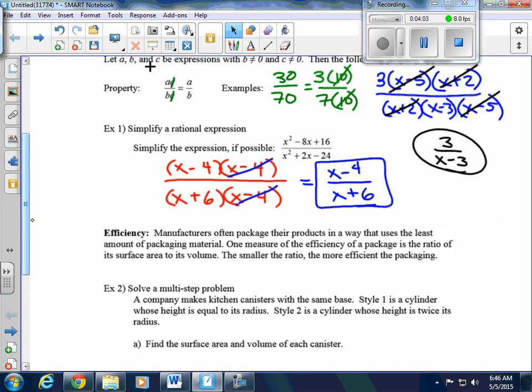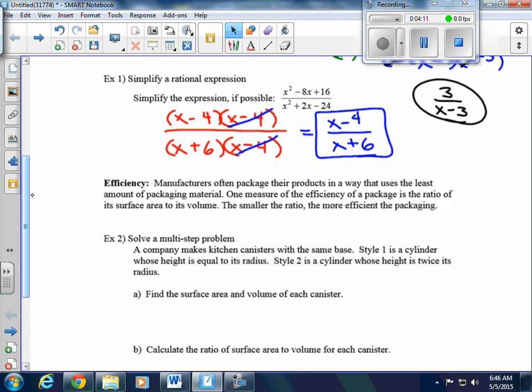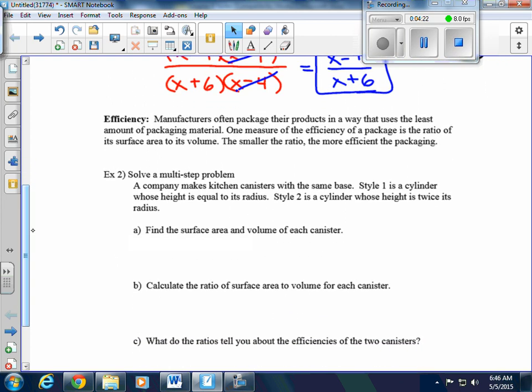All right, the next thing we're going to talk about is efficiency. Manufacturers often package their products in a way that uses the least amount of packaging material. One measure of efficiency of a package is the ratio of its surface area to its volume. Okay, the smaller the ratio, the more efficient the package. So the first thing we need to know is what is surface area. And it depends on what type of shape we have. Well, in example 2, we're going to be looking at a cylinder.